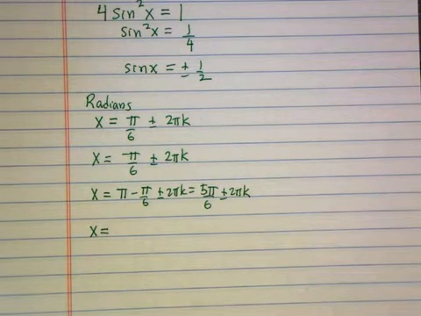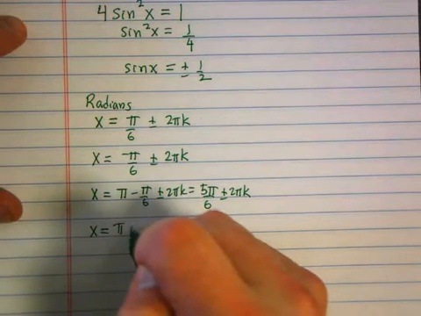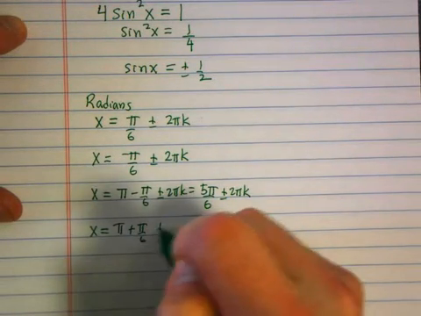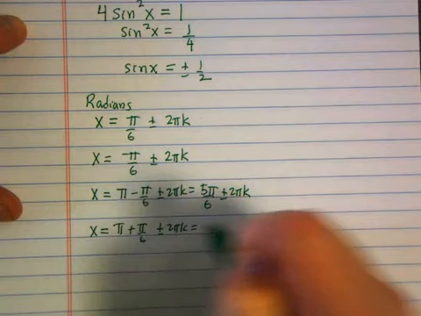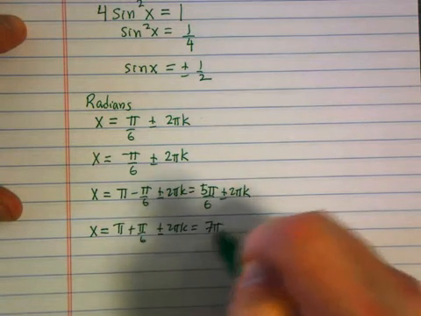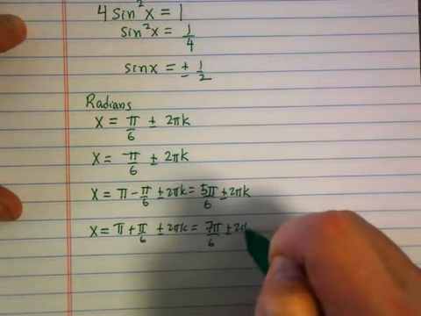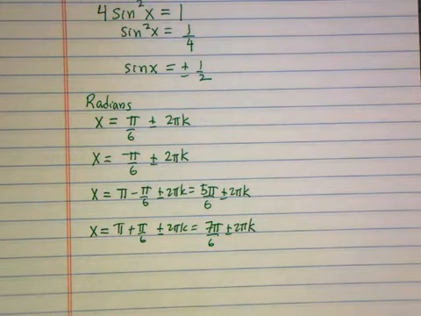Add pi. So it's going to be pi plus pi over 6. Again, you get common denominators, work that out. It's 7 pi over 6. So there's all my answers in radians.